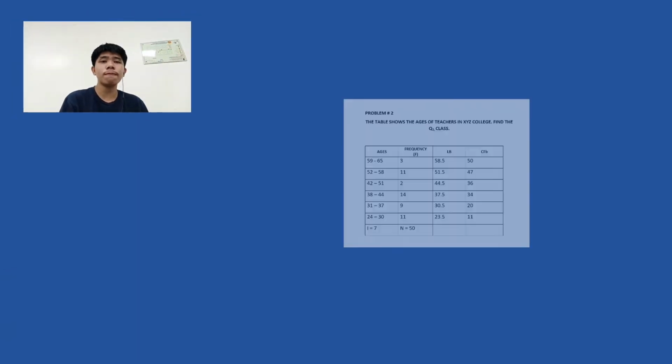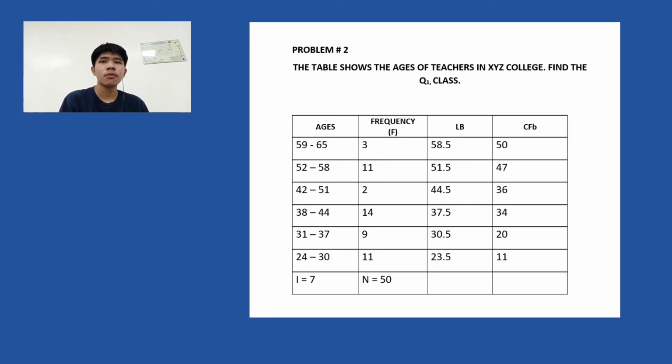Now, let us proceed to our second problem. The table shows the ages of teachers in XYZ College. Find the Q sub 1, Q sub 2, and Q sub 3 class. Here, we have the table, and the first column is the ages of the teachers. The lowest is 24, and the highest is 65. So each row has the same interval. For this problem, the interval of their ages per row is 7.